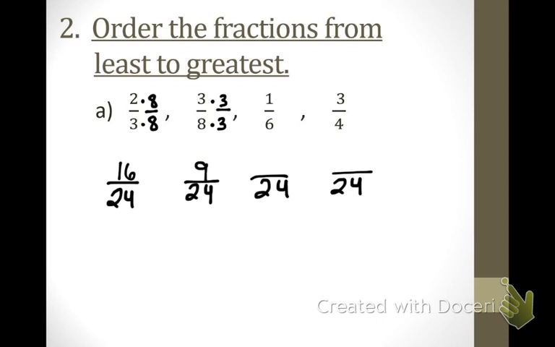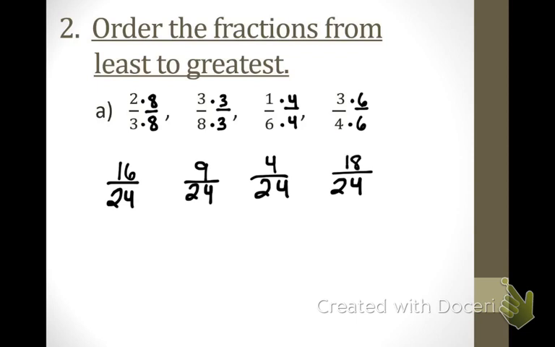Okay, we're going to continue to do this. 6 times what number equals 24? Times 4. Whatever I do to the bottom, I've got to do to the top. What's 1 times 4? The answer is 4. Finally, my last one, 4 times what number equals 24? Times 6. What you do to the bottom, you've got to do to the top. What's 3 times 6?